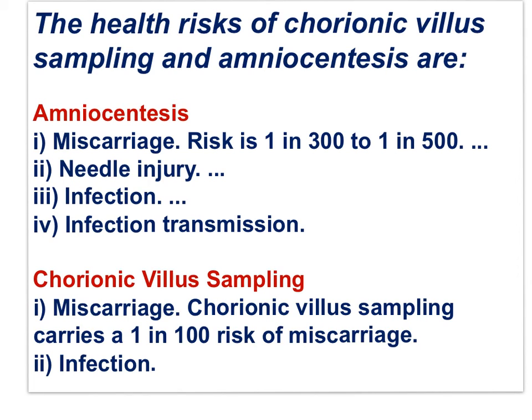The health risks of undergoing chorionic villus sampling or amniocentesis are the following. For amniocentesis, there's a risk of miscarriage, 1 in 300 to 1 in 500 events. There is possibility of needle injury, possibility of infection, and the infection being transmitted to the fetus. For chorionic villus sampling, there is a risk of miscarriage, which carries a 1 in 100 risk. As well, there is a risk of infection.